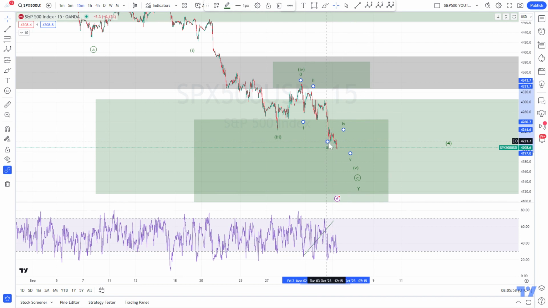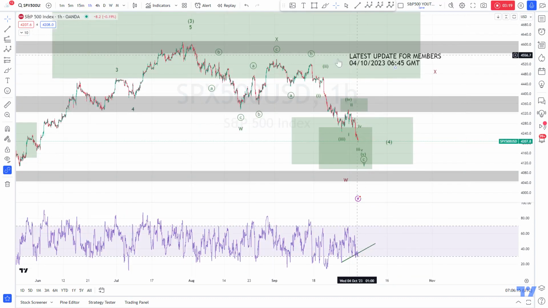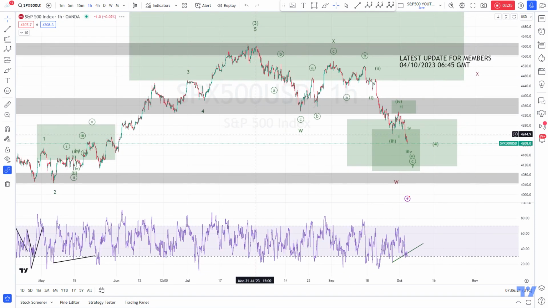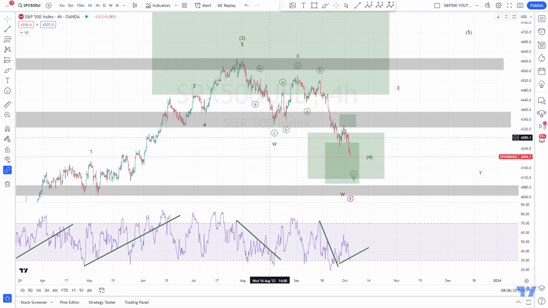So that's a bit hard to say, but the key point is that we need a reversal from this area. If not, then we are in a way more bearish scenario, I believe. Therefore we have to go to the daily.